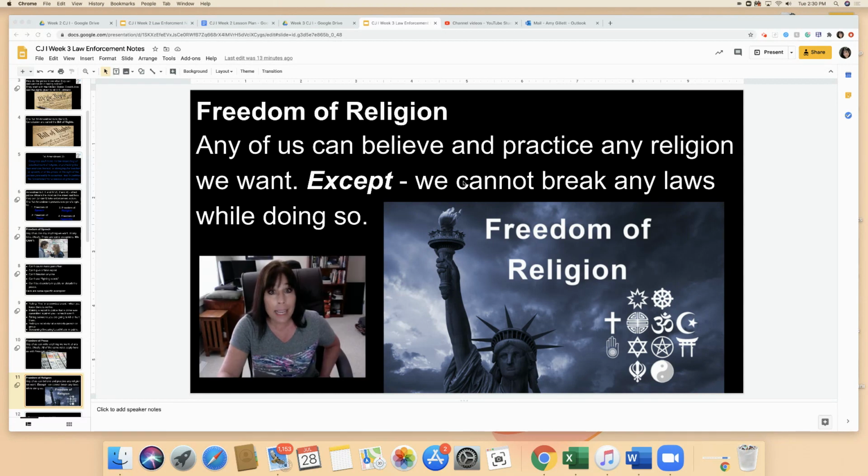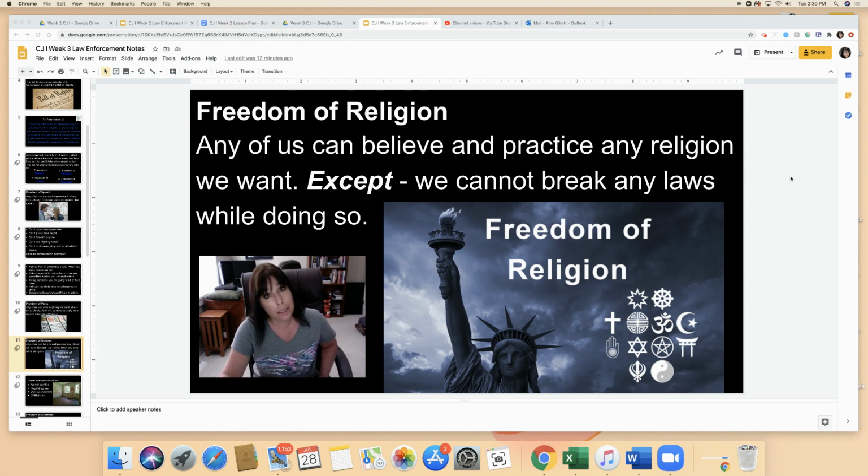Any of us can believe and practice any religion that we want, except we can't break any other laws while doing so. And most of our religions don't require us to break any laws, but I'm going to give you some examples. And there are some religions out there that endorse some of these behaviors, strangely enough. So I want you to write that down.